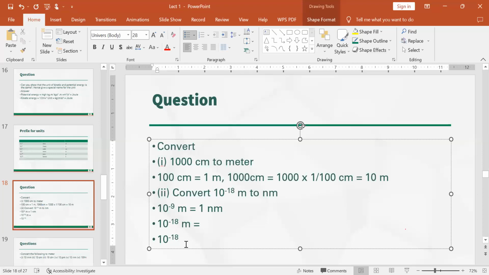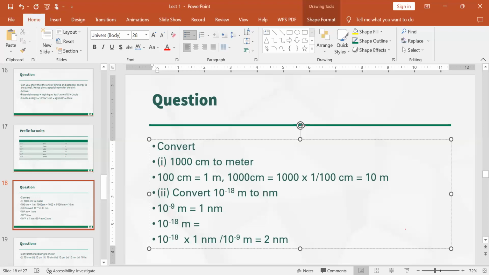Because we're interacting, that's why I don't want to mute everyone. It will be equal to that times 1 nanometer divided by 10 to minus 9 meter. And you find out that will be equal to 2 nanometers.